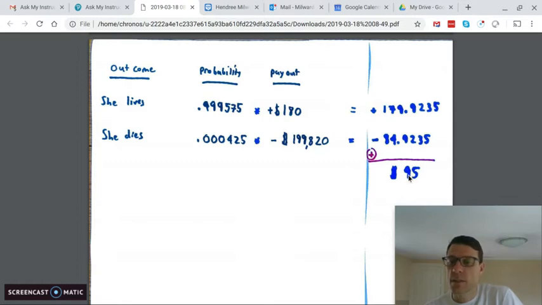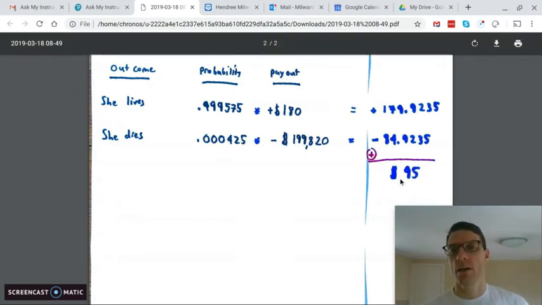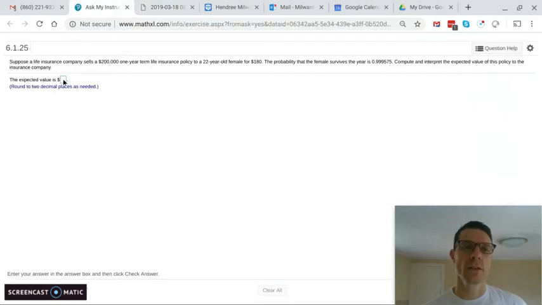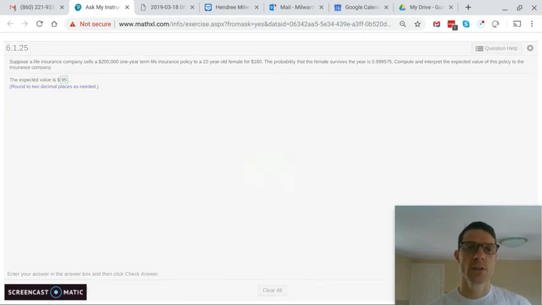So sometimes they're going to write these policies, and most of the time the person lives. Every once in a while the person's going to die and they have to pay out, but they can expect in general to make $95 on these policies. Okay, so we just go back in. The expected value is $95.